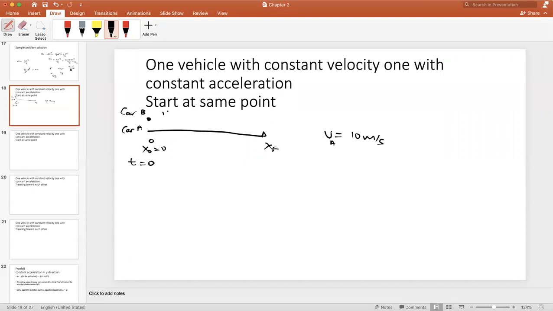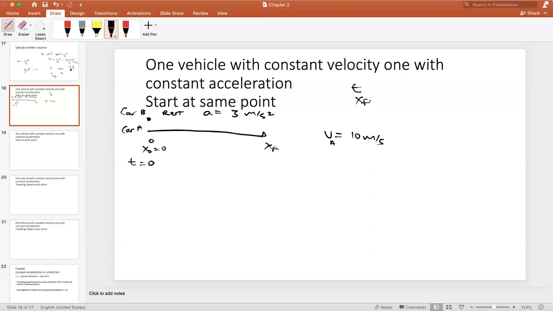begins to accelerate from rest with an acceleration of 3 meters per second squared. I want to know, if at the same point at time t equals 0 the cars are at x naught equals 0, how long it takes. So I want to know t, and I want to know x final. I want to know how long it takes for them to arrive at the same x final point.